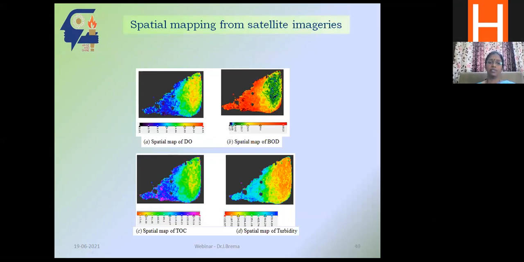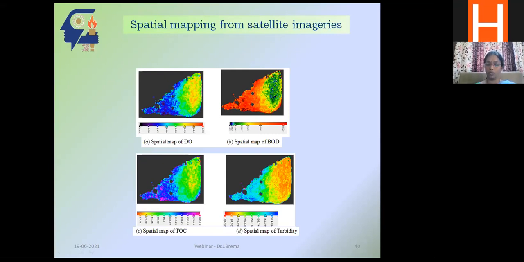The satellite imagery was processed after atmospheric correction, cloud correction, all those things. And we got this by the classification method we identified, and an algorithm was also developed by the research scholar. Based on that, you can see how we can find out the DO content, BOD, TOC, and turbidity. This was correlated with the field data.